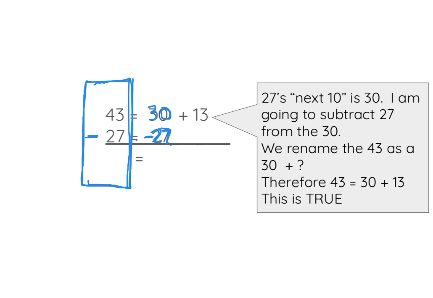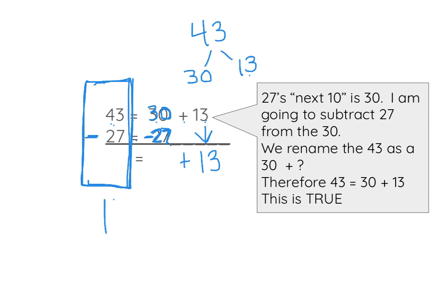Now I need to rename it or break 43 apart. So if I break 43 apart, I will have a 30 and a 13. So that's why there's a 13 there. Now that's a true equation. 30 plus 13 equals 43. Now I'm not going to do anything to the 13. I'm just going to bring it down.